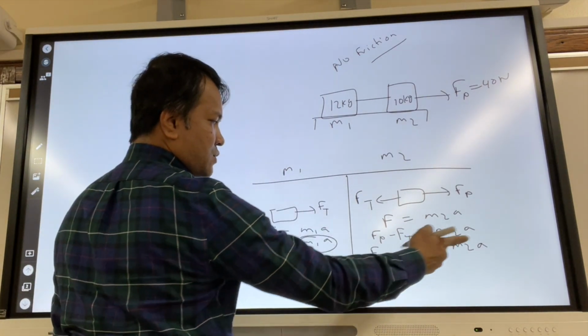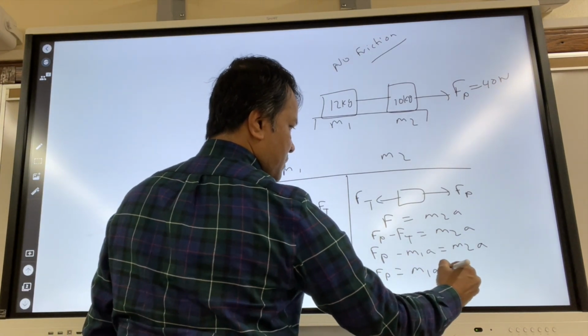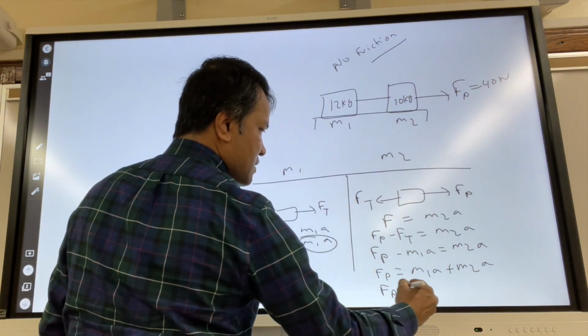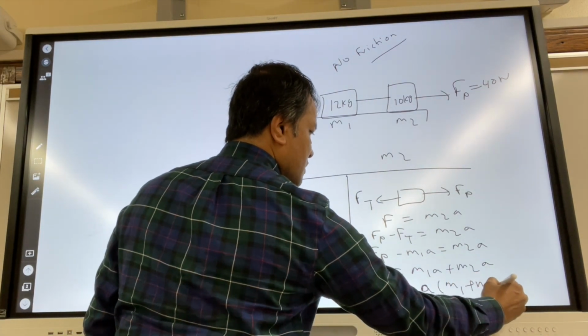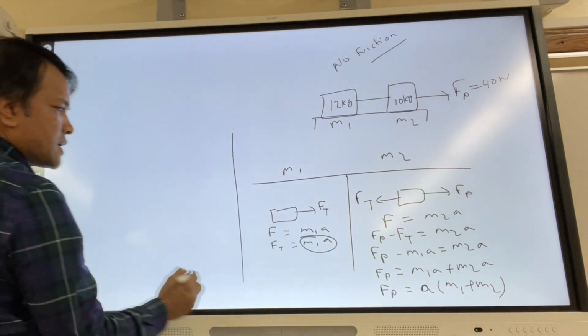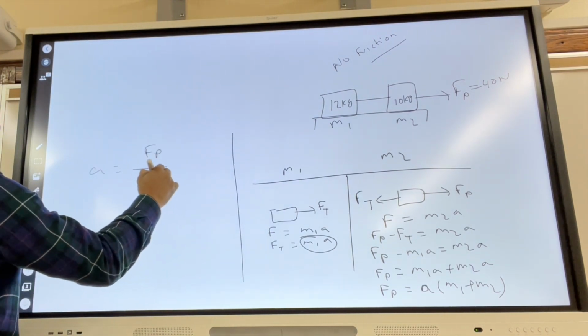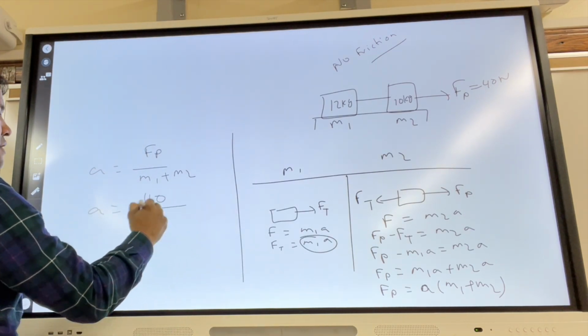Okay, so we're gonna isolate a. So Fp is equal to m1a plus m2a. Okay, so Fp is equal to acceleration times m1 plus m2. So what do you get? Acceleration is Fp over m1 plus m2. Acceleration is 40 over 22.